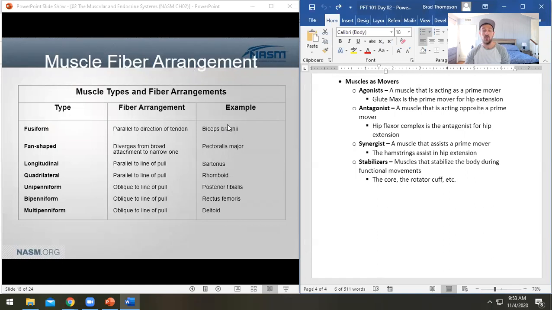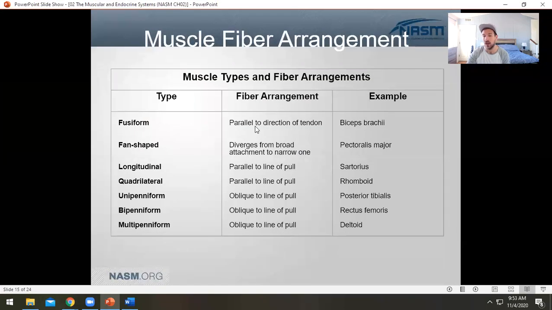So we've also got a couple different muscle fiber arrangements here. You're not going to really ever be tested on these, but we'll talk about them for just a second. You've got what are called fusiform muscles. Good examples of this are your biceps. These are parallel to your tendon, so they run in the same direction. It's basically if you've got a tendon here and a tendon here, you've got a muscle running throughout, that's a fusiform.